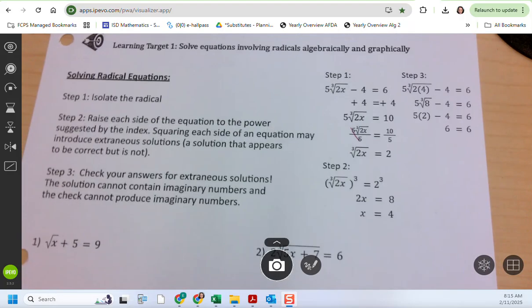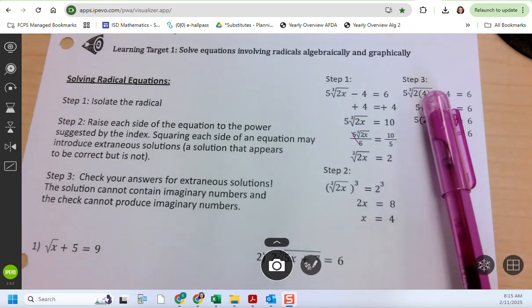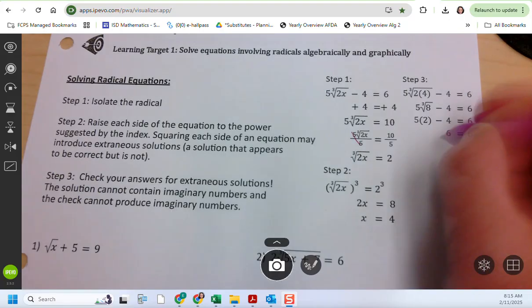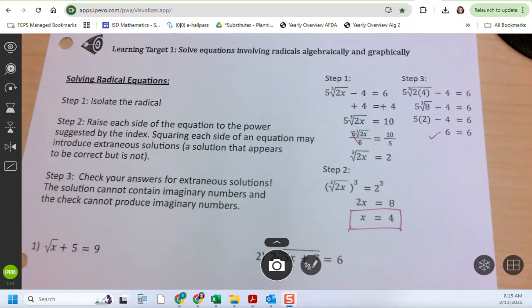Now, solving with a cube will not give you an extraneous solution. But solving with a square could give you an extraneous solution sometimes. So in general, we just always check. We check our solution by putting it back in to make sure it works. And it did work, right? It worked. So that means that this is my solution.